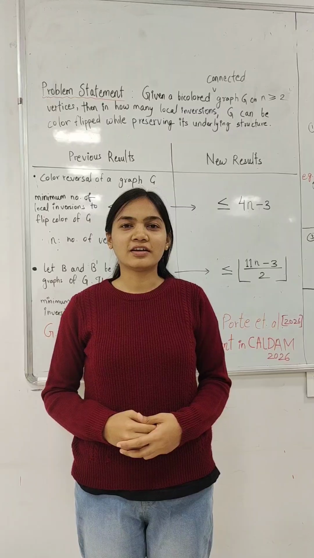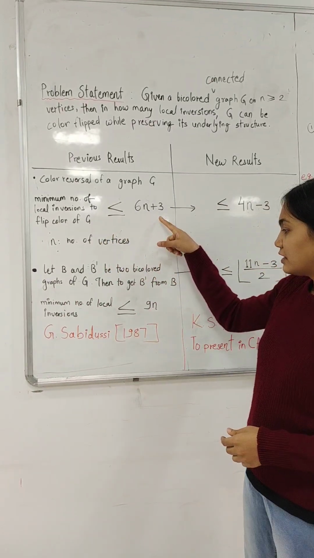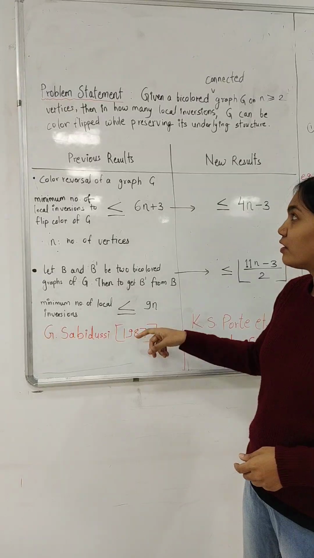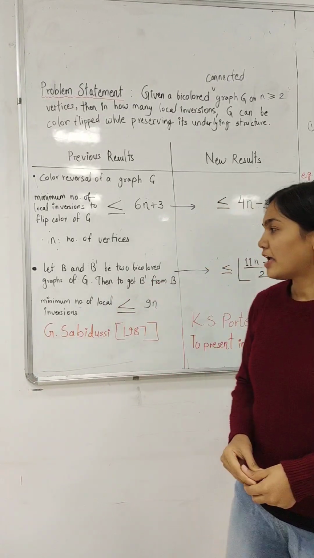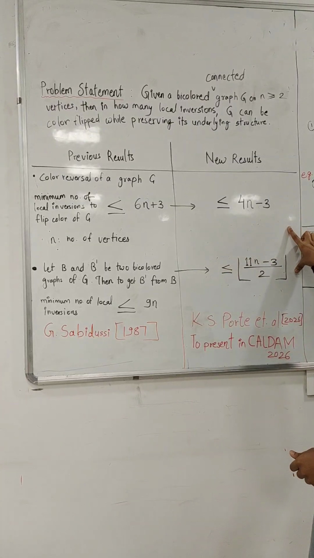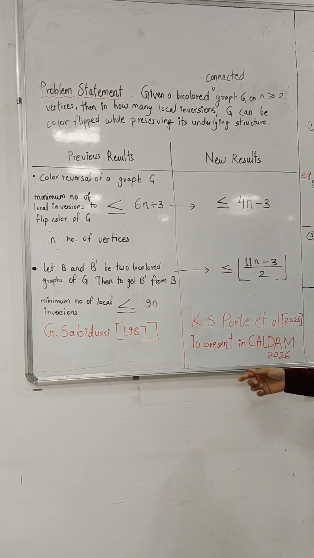Now I am going to connect our contribution to the previous results. So these are the bounds given by D. Sabidussi in 1987 for the problem of color reversal of a bicolored graph using local complementation, and we improved these bounds in my first year of PhD. So these are our bounds, and I'm going to present this paper in Kaldam 2026.